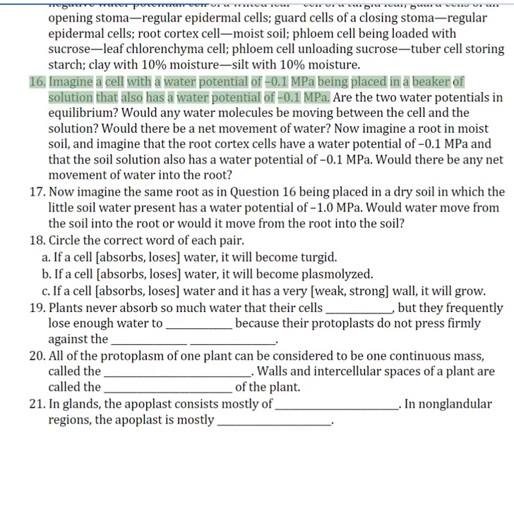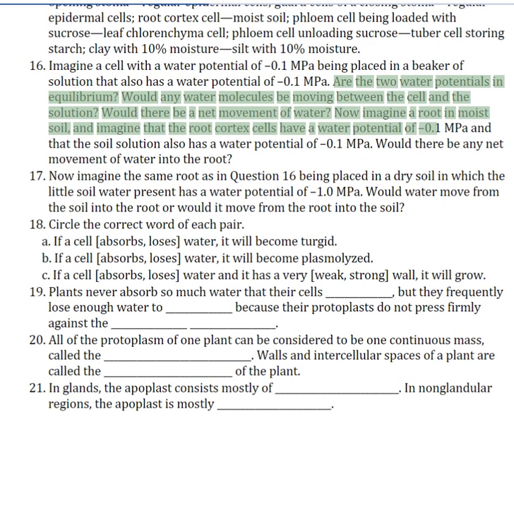16. Imagine a cell with a water potential of 0.1 MPa being placed in a beaker of solution that also has a water potential of 0.1 MPa. Are the 2 water potentials in equilibrium? Would any water molecules be moving between the cell and the solution? Would there be a net movement of water?